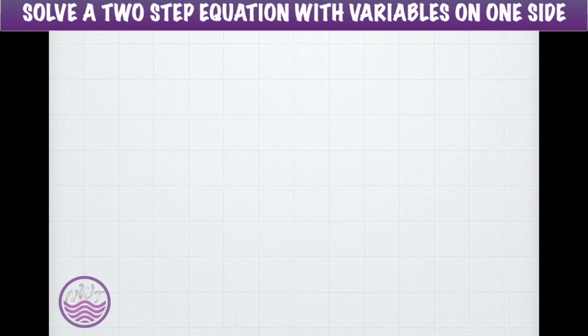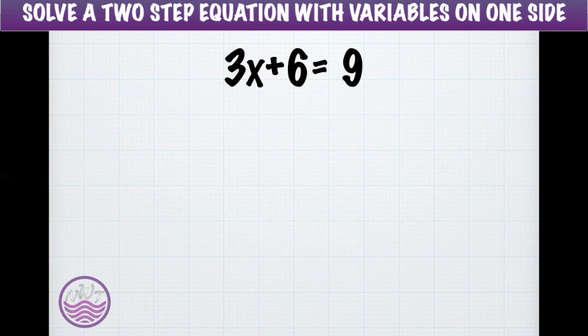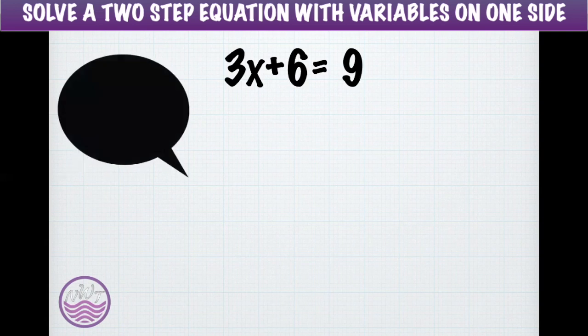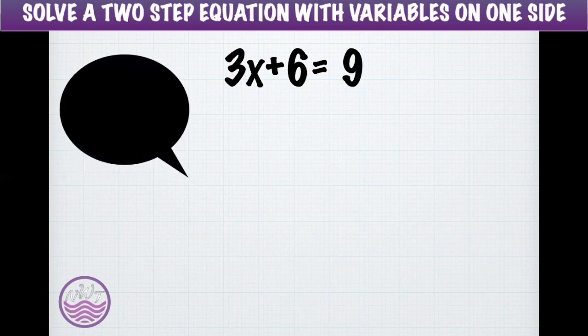Okay, so our goal of these notes is to understand how to solve a two-step equation with variables on one side. Our first example is 3x plus 6 equals 9. I know from my toolbox that my variable of this equation is x, and I have to get x by itself. I also know that I have to leave the variable till the last step. That means anything attached to the variable, I cannot touch at the beginning. The number that's attached to the variable is 3. So I need to leave the 3 alone.